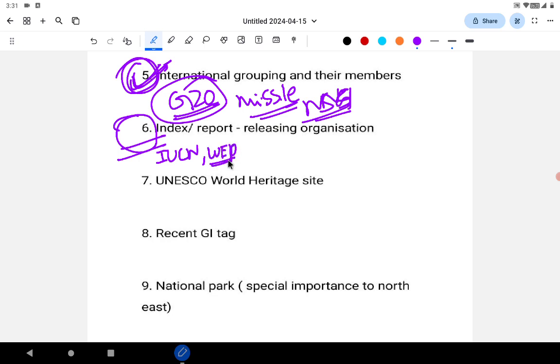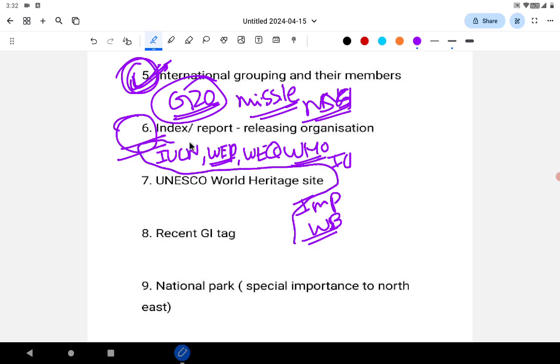World Environmental Program, World Economic Forum, WHO, International Labour Organization. Next is IMF, World Bank, etc. Please at least know the reports of important international organizations. You go through the previous years, you will understand which are the important organizations. Study all the reports published by them.